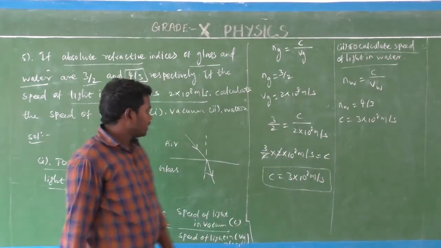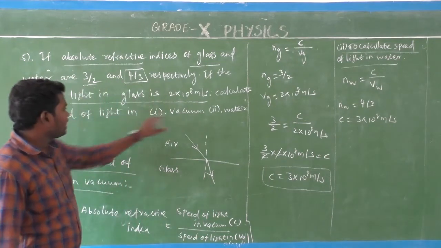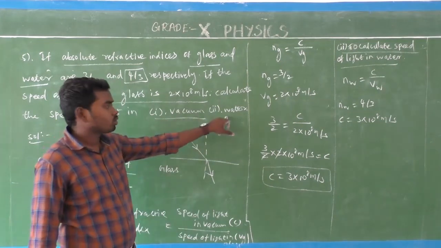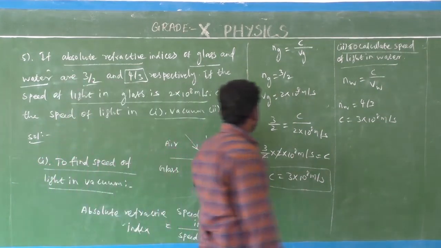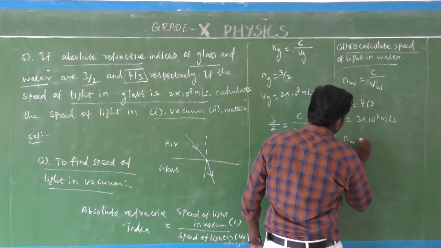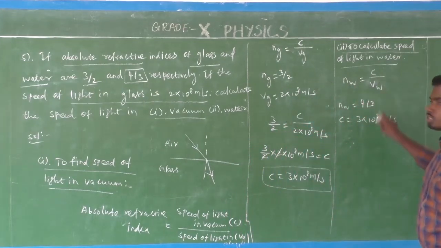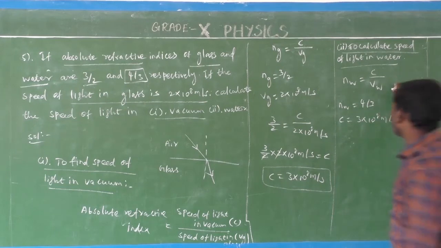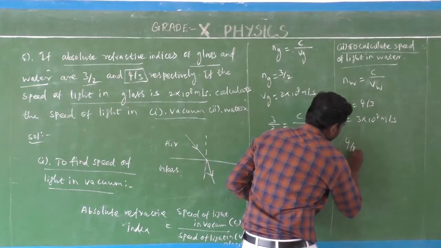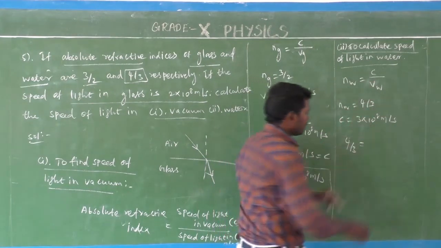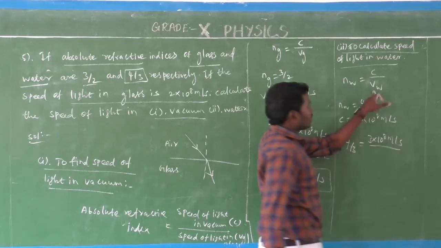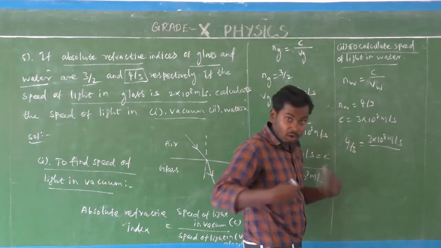What do we need to calculate here? We have to calculate the speed of light in water. Already we calculated C, next we should calculate the speed of light in water. So NW is 4 by 3. Now put these two values in this formula. The refractive index of water, 4 by 3, is equal to C, 3 into 10 to the power of 8 meter per second, divided by VW, which is the speed of light in water. We don't know it, we have to calculate it.